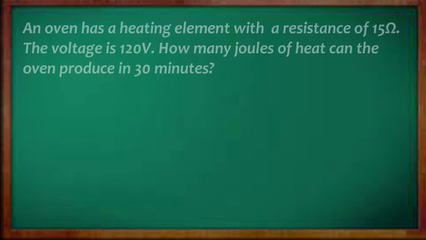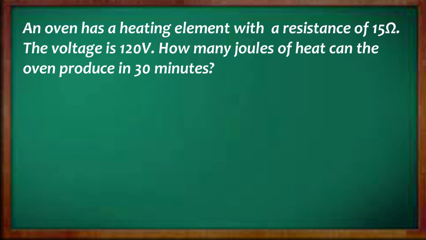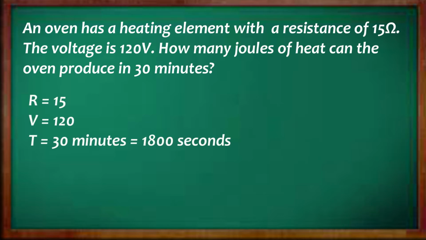Let's take an example. An oven has a heating element with a resistance of 15 ohm. The voltage is 120 volts. How many joules of heat can the oven produce in 30 minutes? Let's write the given part first. R is equal to 15, V is equal to 120, and time is equal to 30 minutes, which we can write as 1800 seconds. Let's find the current first.